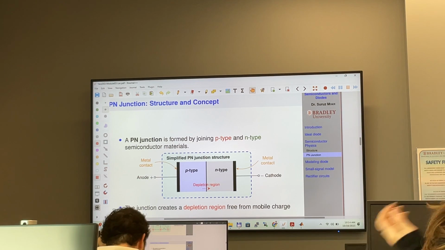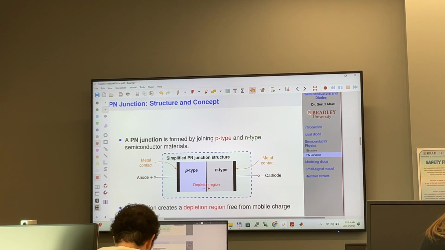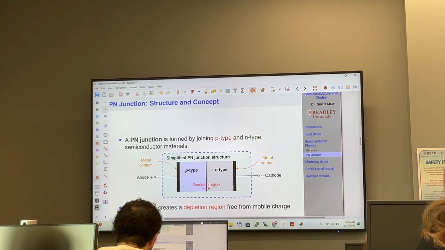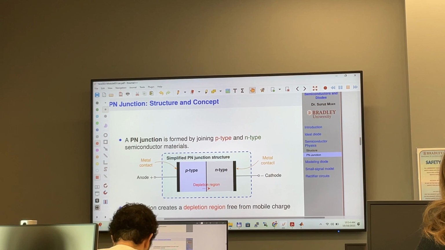Now we are going to form the p-type semiconductor and n-type semiconductor together. We are going to join them together. That is basically the diode construction. We have the p-type semiconductor material and we have the n-type semiconductor material, and we are going to join them. That becomes the diode. So what we have here is the p-type semiconductor.